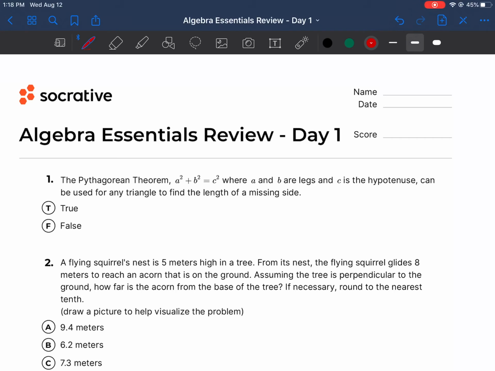In number 1, the Pythagorean Theorem, a squared plus b squared equals c squared, where a and b are legs and c is the hypotenuse, can be used for any triangle to find the length of a missing side. Is this statement true or false?